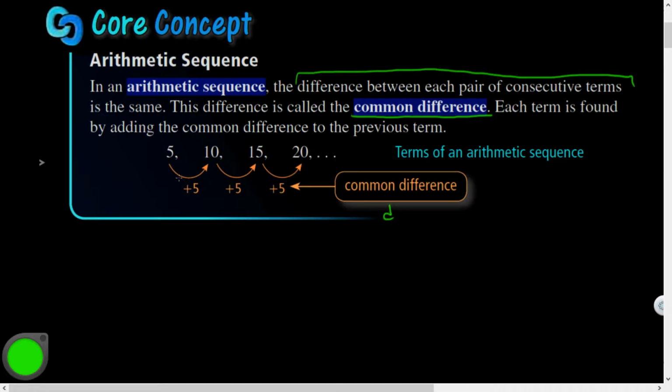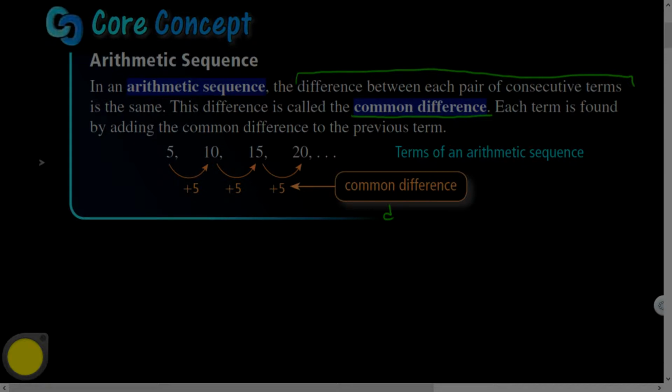Notice that the pattern seems to be add 5, add 5, add 5 to find the next term. Each term is found by adding the common difference to the previous term. So that's the common difference. Let's see if we can do some work with this. Nothing too fancy.